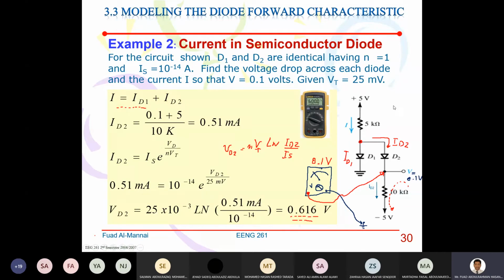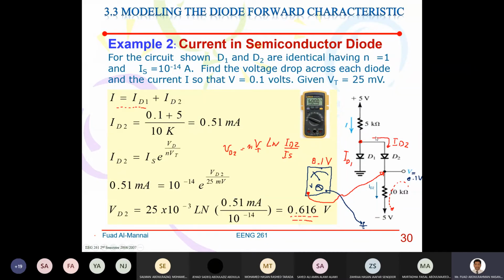Now we look at the circuit, and you can see that there is a node here. When you have a node, according to EENG261, chapter 2, you can apply KCL. KCL says I is equal to ID1 plus ID2. Everybody see that?